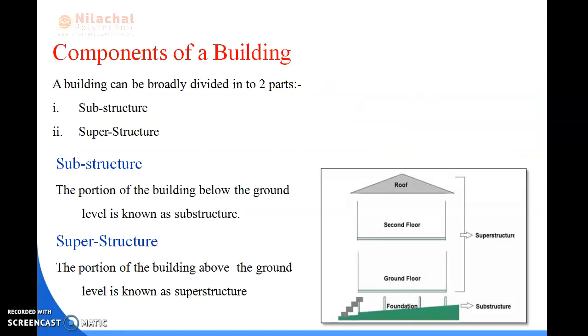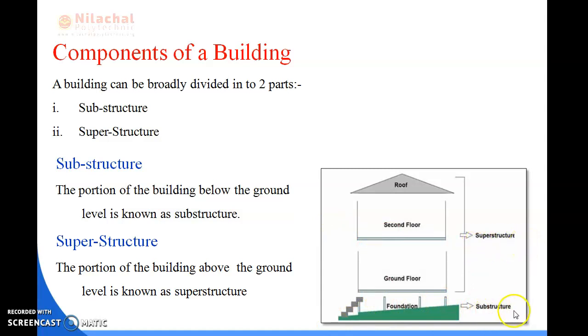So next we will be reading about the components of the building. As I have already discussed, in the components of the building we have foundations, plinth, windows, doors, staircase, floors, and roofs. Before that, the building is divided into 2 parts. First is substructure, second one is superstructure. As you can see here in the diagram, this is the substructure and this one is the superstructure.